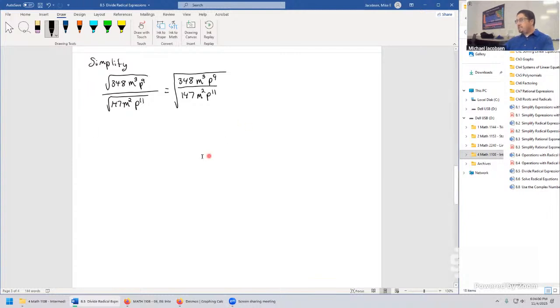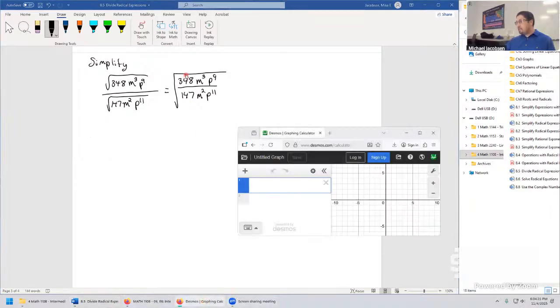The thing that's tricky and interesting about this is that the more abstract part, the variables m and p, is not the hardest part. To me, the hardest part is the integer portions, 348 divided by 147. The first thing I'd try to do is see how they can reduce. The numerator is even, but the denominator is odd, so we can't divide by 2. I wonder, could we divide by 3?